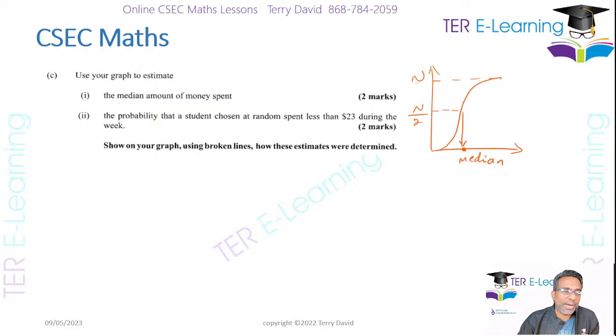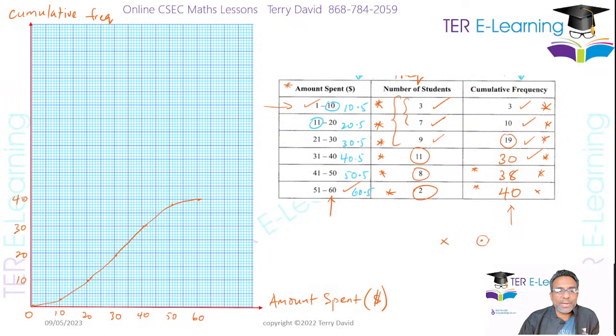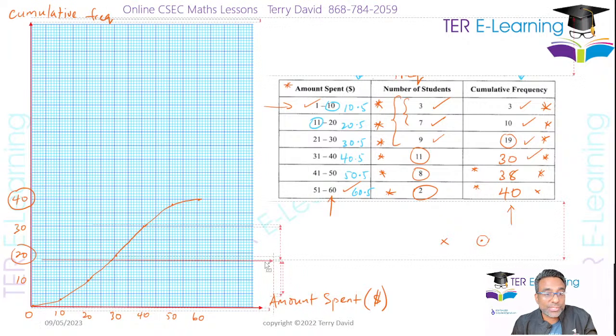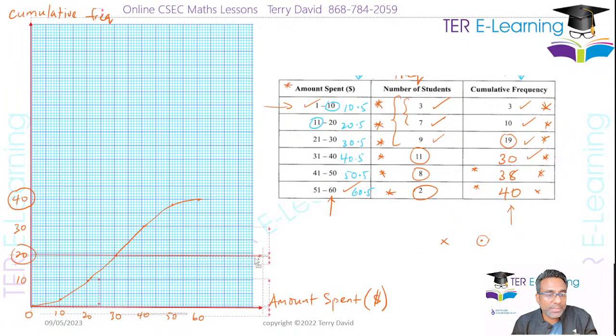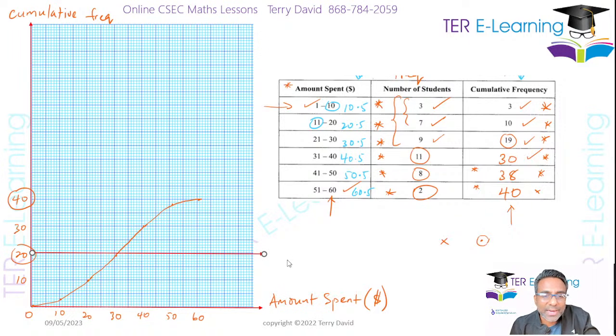So you're going to go to the graph. You have to look at what the highest cumulative frequency is, which is 40. So you have to find half of 40, and then read that off from the graph. So here's what you're going to do. In this case, we'll have to draw straight lines in a real exam. So I'm going to read off at 20.